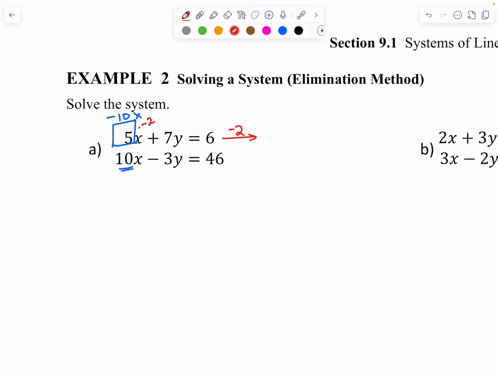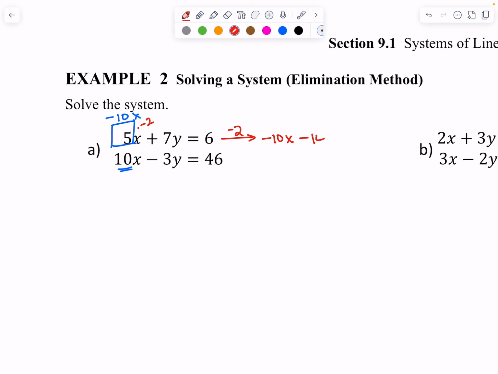I'm going to multiply everything. Whatever I do to one side of the equation, I've got to do to the other. So I'm going to multiply that whole top by negative 2. And then I'm not doing anything to the bottom. I'm just going to leave it. And then I'm going to add. So when I add, these x's cancel. That's the whole reason we multiplied by negative 2, right?